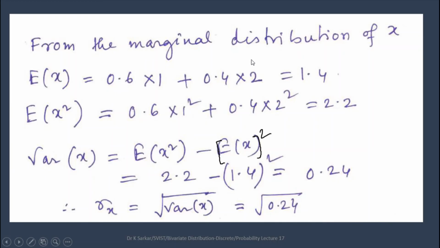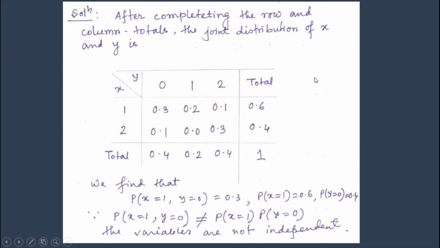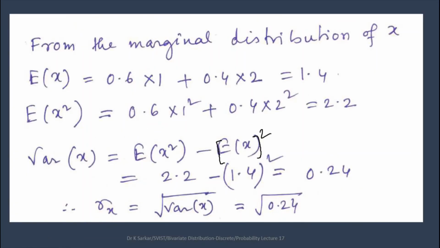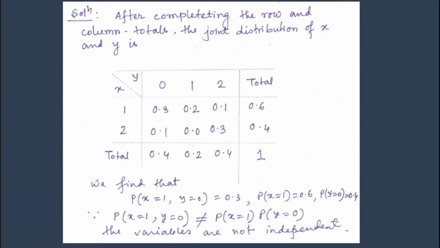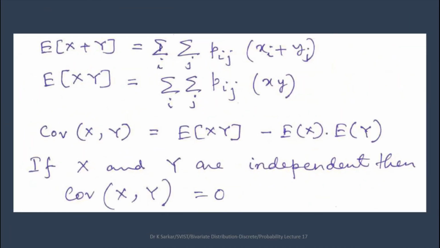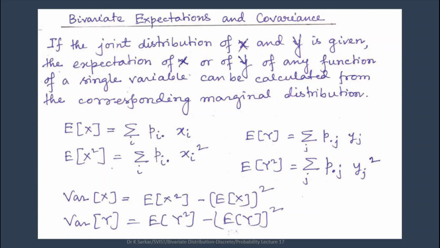From the marginal distribution of x, expectation of x equals 0.6 multiplied by 1 plus 0.4 multiplied by 2 equals 1.4. Let's see here. 0.6 multiplied by 1, 0.4 multiplied by 2. And you see the formula. Here is the expectation formula, sum over i, Pi dot xi.